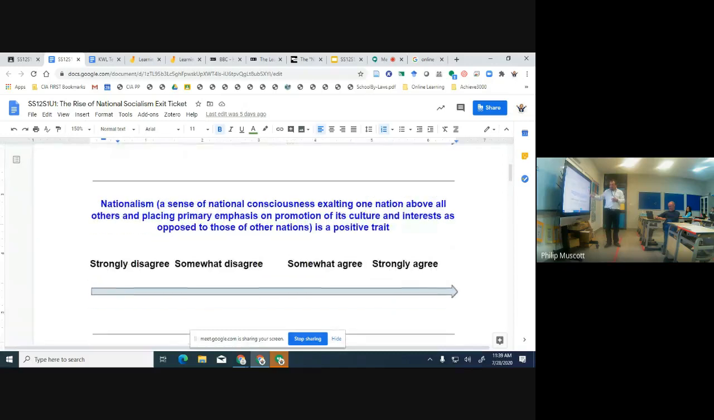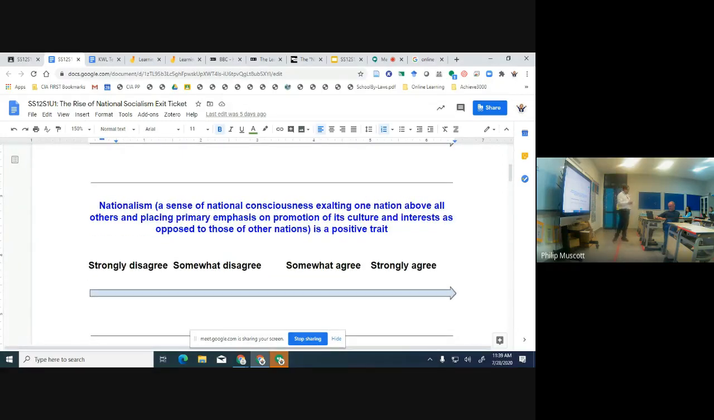Ria, nationalism is a positive trait. There's also a definition of nationalism there if it helps. To what extent do you agree with that statement? Somewhat agree. Can you give us a short justification? Because nationalism can sometimes lead to racism. Nationalism can lead to racism. Can you tell us a little bit more about that?